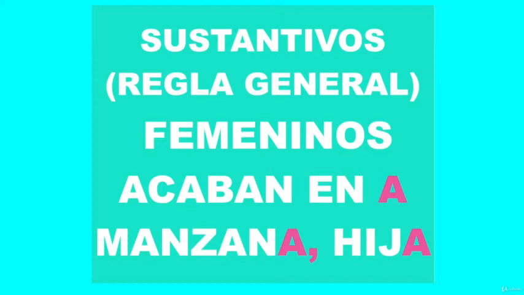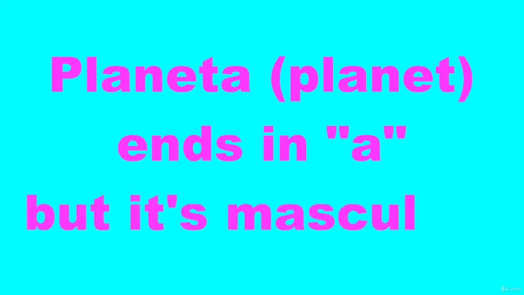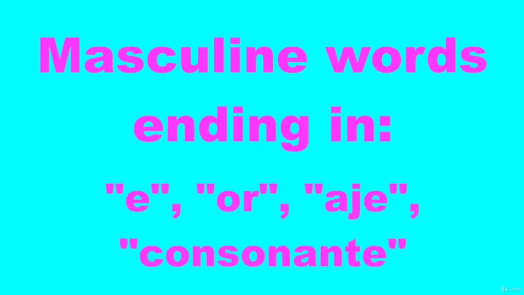But there are many exceptions to this rule. For example, the word mano, hand, ends in O, but is feminine, and the word planeta, planet, ends in A, but is masculine. Besides, we can find masculine words ending in E, or, age, or consonante.